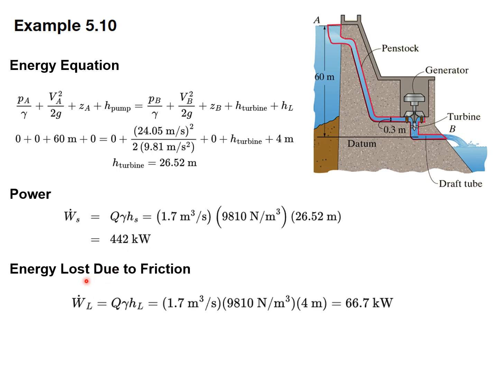We can also calculate the energy loss due to friction. It's basically the same equation, except instead of using the H of the turbine, we use the head loss term, which we were told was 4 meters. So that's 66.7 kilowatts.